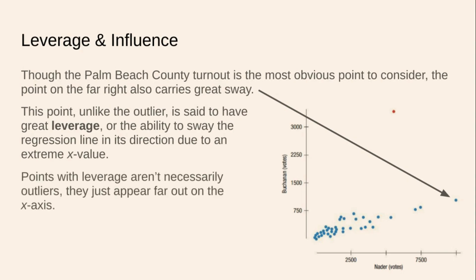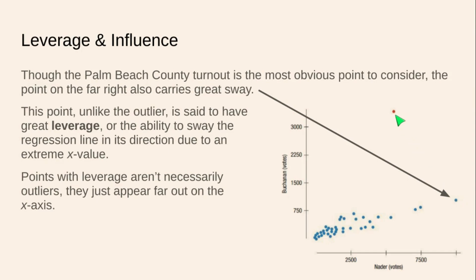Points with leverage are not necessarily outliers. They just appear very far to the right on the x-axis. What do I mean by that? This is not a point of high leverage. This x value is rather pedestrian. This x value is pretty far from the pack, though it is not an outlier. Okay? Now, sometimes you'll have a point that's an outlier and a point of high leverage. If the x-axis value is really high and the y-axis value is really unexpected, either high or low, you could have a high leverage point that is also an outlier. But points of high leverage just have a high x value.